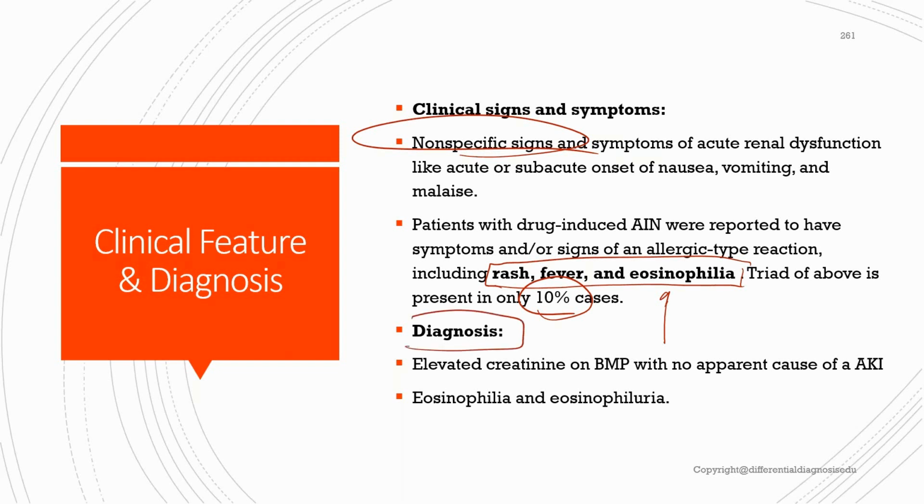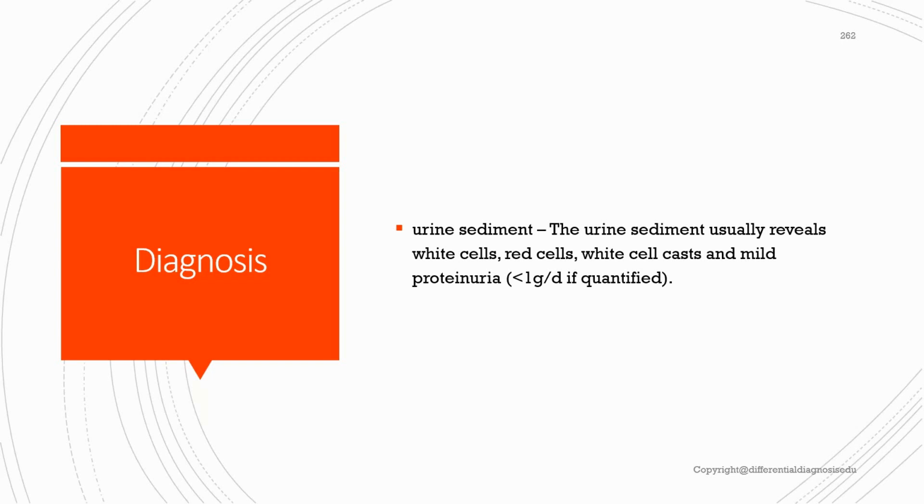How to make a diagnosis? Kidney numbers will be high, elevated creatinine. Patients can have eosinophilia on CBC, eosinophiluria on urinalysis. We can look at urine sediment. It will be non-specific. They can have proteinuria, hematuria, RBC casts, white cell casts. It's not very specific.